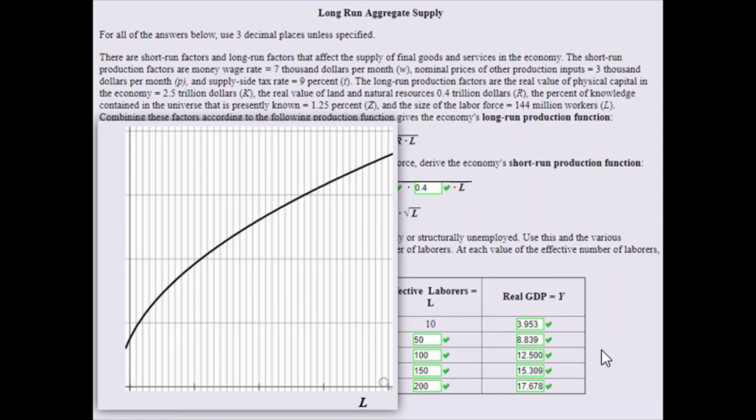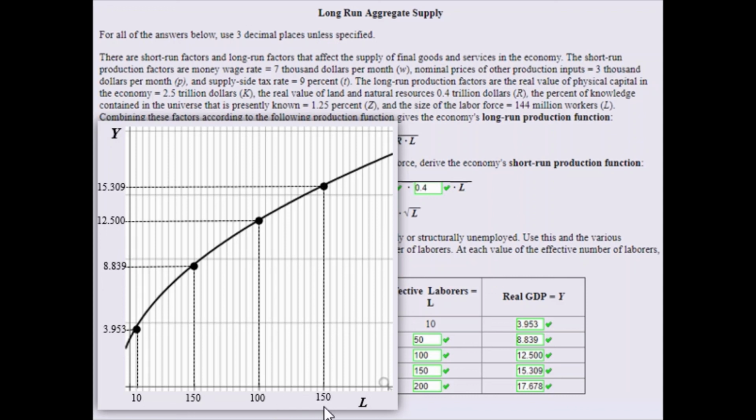Okay, here's our graph. There's our labor force, or the number of laborers, the effective number of laborers. This is real GDP. And at 10, we have GDP at 3.593. At 50, we have a GDP of 8.839. At 100 million effective laborers, we have a GDP of 12.5. At 150 million effective laborers, we have a GDP of 15.309. And at 200 million effective laborers, we have a GDP of 17.678.